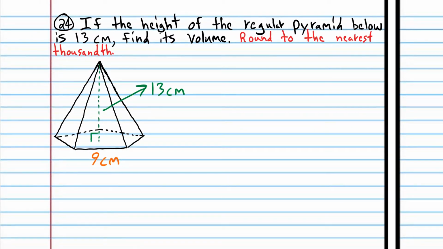All right, 2 more problems. If the height of the regular pyramid below is 13 centimeters, find its volume. Round to the nearest thousandth. So try number 24. When you come back, we'll do it together.